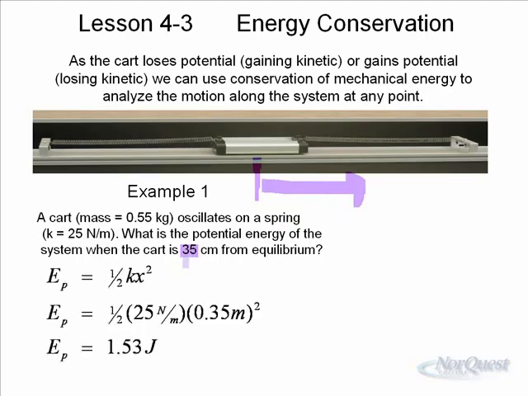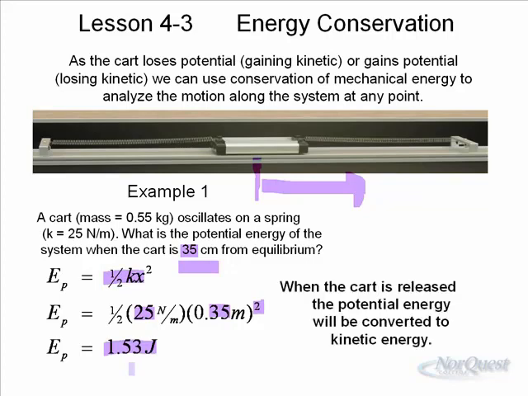Well, our formula is 1/2 kx squared. The k value is 25 newtons per meter. The x value is 0.35 meters, which of course is 35 centimeters, squared, which gives us 1.53 joules. This is the energy of the system, and it will oscillate between kinetic and potential energy, both of those types of mechanical energy, as the system oscillates.